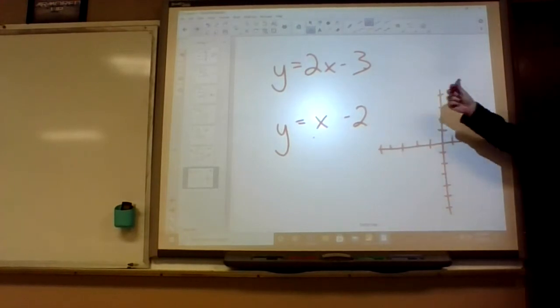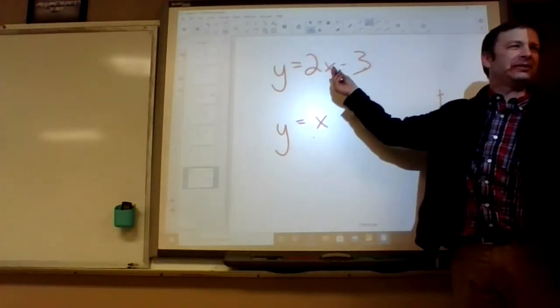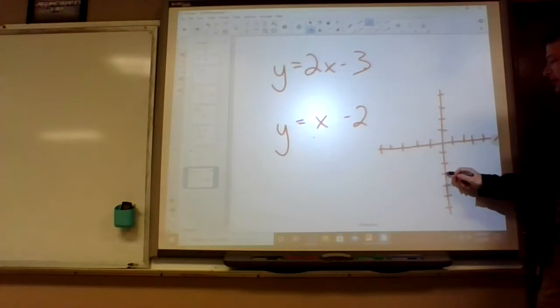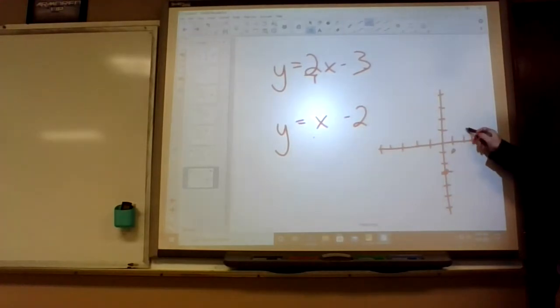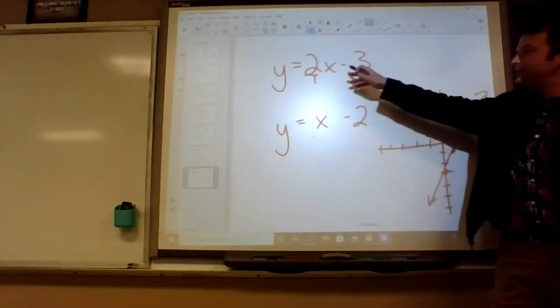All right, how do I graph this? y equals 2x minus 3. Down 3, and then what do I do? 2 over 1. Up 2 over 1, up 2 over 1, up 2 over 1. There's 1. So everything on this line is a solution for this equation.